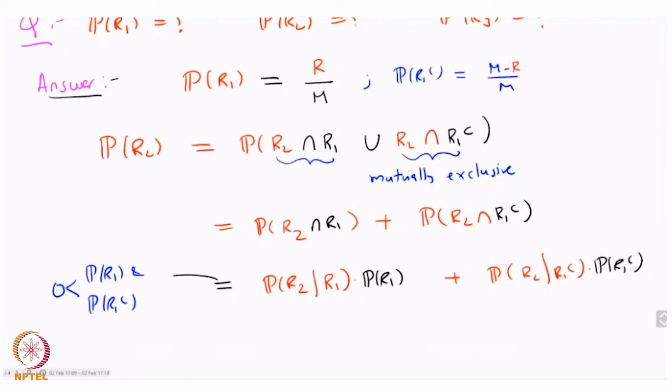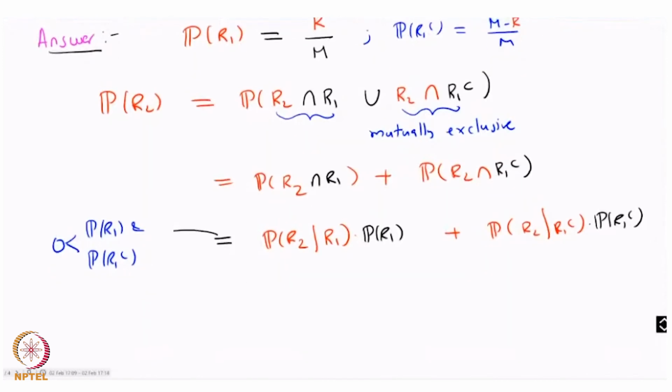So it's also positive. Very nice. So once I'm here, I finish the problem. I go here. I get this R1, which I know is just going to be r by m. This is r by m. This is m minus r by m. So m minus r by m is R1 complement. Probability of R1 is r by m.